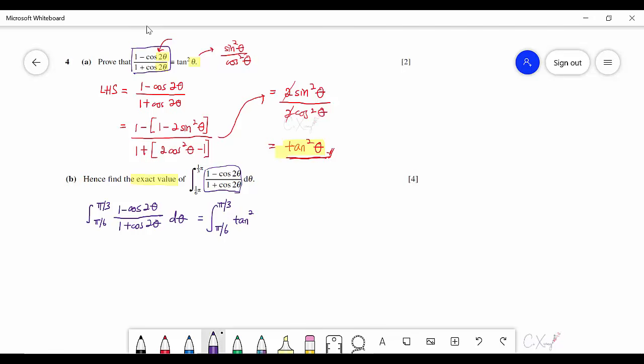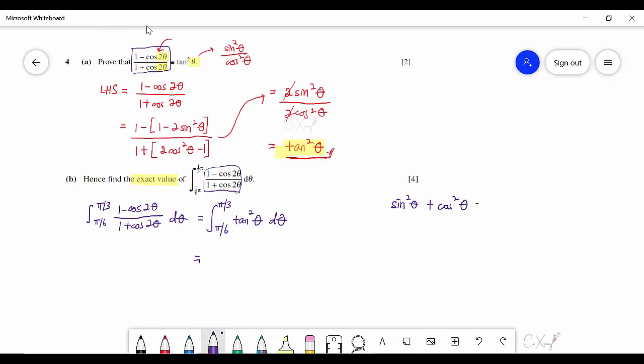For this kind of question, they are trying to hint you, right? How are you going to change your equation into something that you can simplify or integrate? So how can I integrate tangent square theta? You cannot integrate tangent square theta straightforwardly, but you can consider changing it to some other identities.